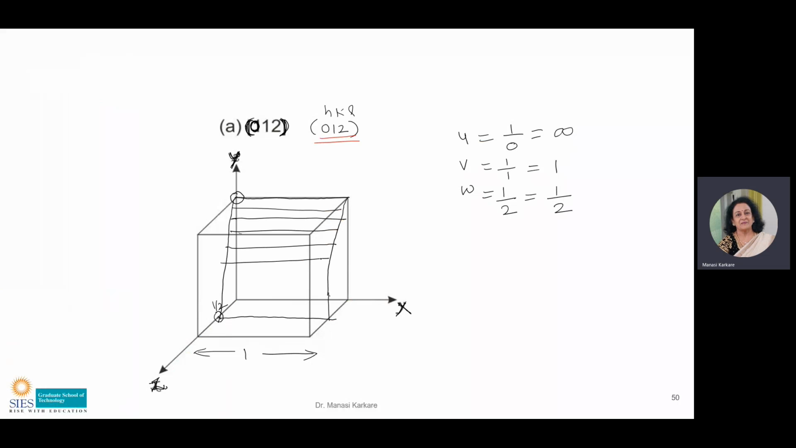And then you have to shade the plane. So if any intercept is infinity, that means that plane will not intercept that particular axis at all. So this is 0, 1, 2 plane, and the plane is not intersecting x-axis at all. So you have to remember that the plane is rectangular and it is not intersecting x-axis at all.